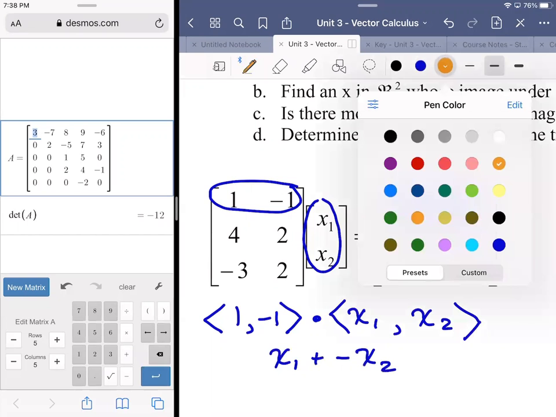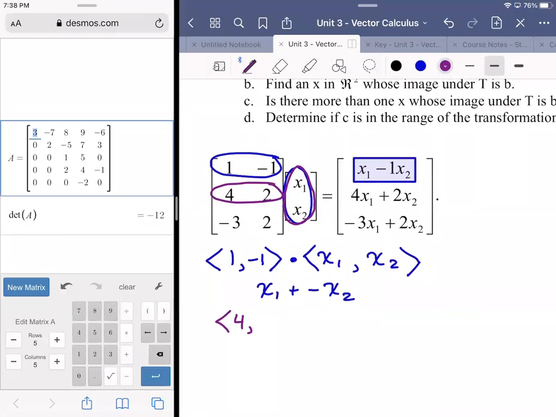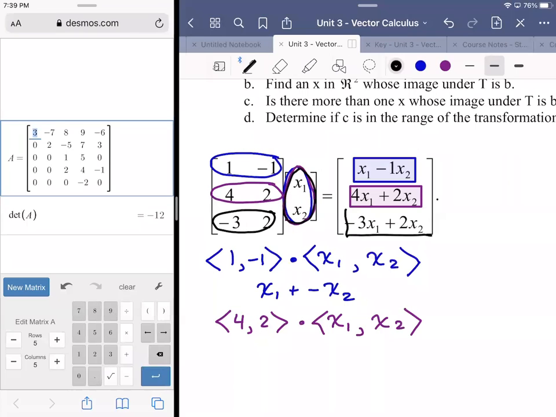All right. So you're doing the same thing here. The 4, 2 row is getting dotted against vector x1, x2. 4 times x1 is 4x1, 2 times x2 is 2x2. And then hopefully you can see the relationship. This, by the same reasoning, is going to give you this.